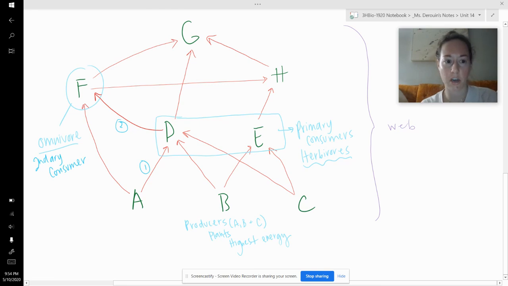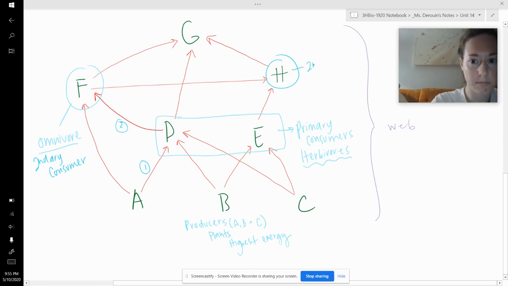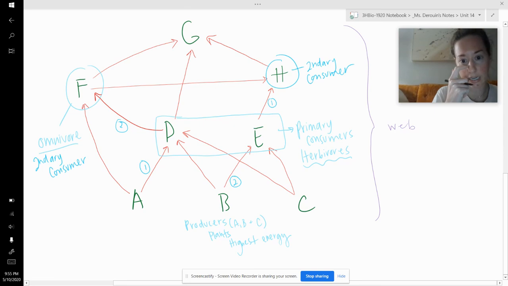F and H eat each other. So they have a predator prey sort of relationship going on. H, I'm going to call another secondary consumer. Because it's eating E, so that's one arrow, and E ate B, so that's the second arrow. So that's why it's secondary. This one is going to be a carnivore because it's not eating any plant matter.